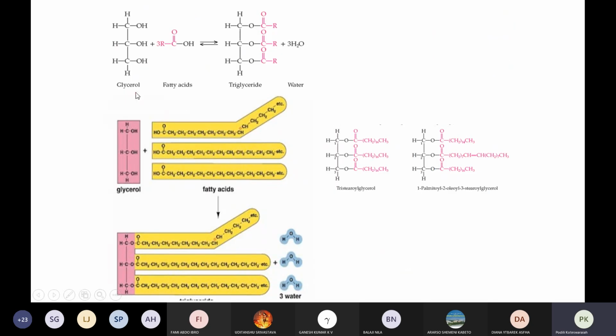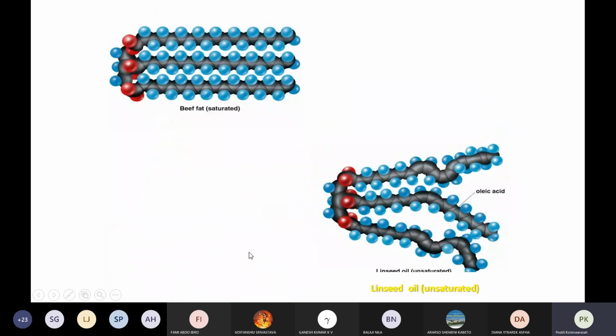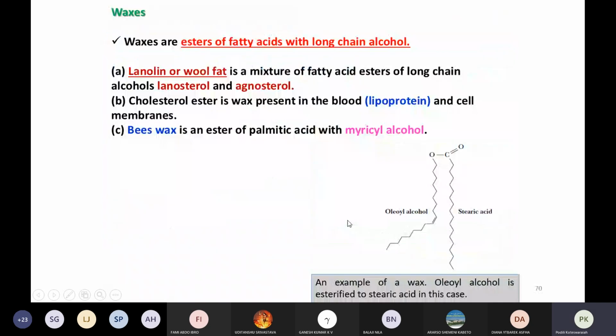Now you can also see here, this is the glycerol, and when the three fatty acids are esterified, three water molecules are removed, as a result of which the triacylglycerols are formed. As I already said, if all three fatty acids are of the same type, then it is a simple triacylglycerol. If they are of different types, then it is a mixed triacylglycerol. Then coming to the waxes, these are again esters of fatty acids with long chain alcohol.